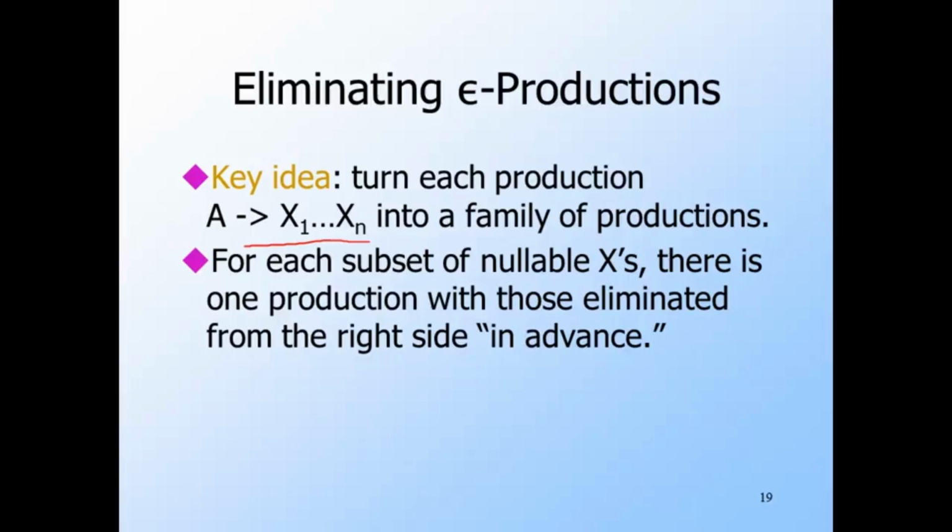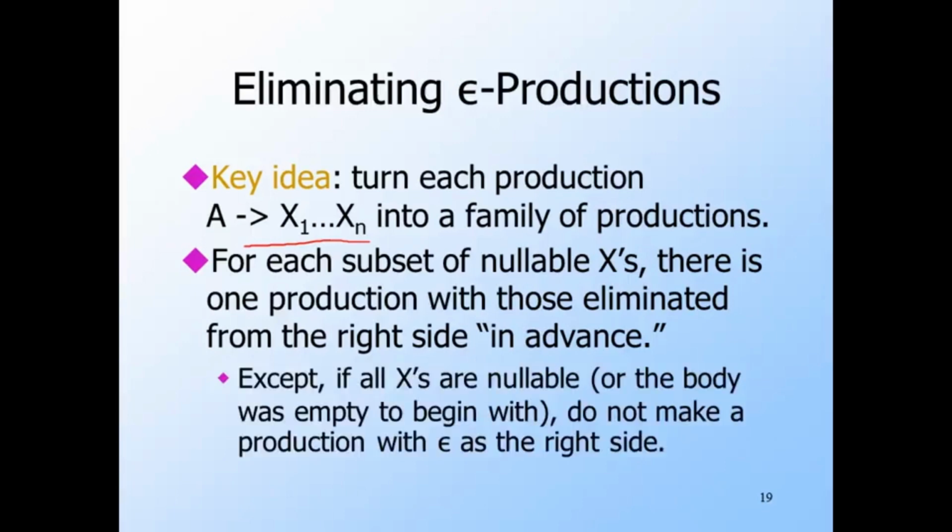More precisely, for each set of nullable xi's, we delete these from the body of the production and make a new A production. Note that if two of the xi's are the same nullable symbol, then we have to consider the possibility that one position derives epsilon and the other does not. That is, we form one production for each set of positions that hold nullable symbols, not just for each set of nullable symbols. However, in the special case that all the xi's are nullable symbols, we do not consider the set of all positions, and we do not create a new production with the epsilon body.